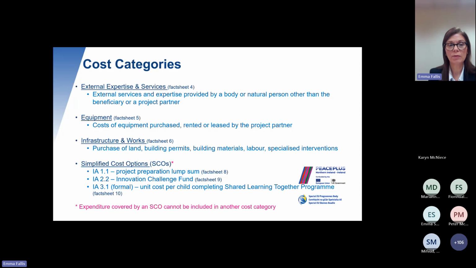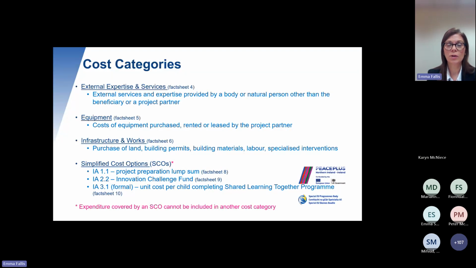And for the programme itself, we regard anything with an economic life of greater than 1 year or a value of either £1,000 sterling or euro, excluding VAT, to be regarded as an asset. So you need to consider carefully what equipment you're purchasing, the need for that, and how that directly relates to and is needed to implement your project. Infrastructure and works is in fact sheet 6 within the programme manual, and that relates to the purchase of land, building permits, building materials, labour and any specialist interventions that are required for your project.